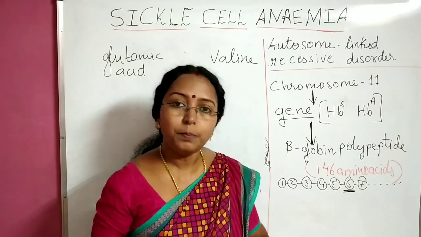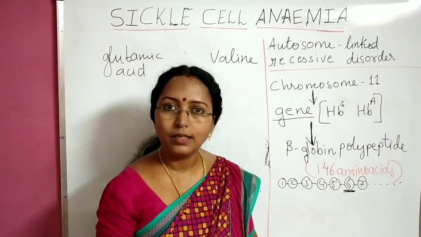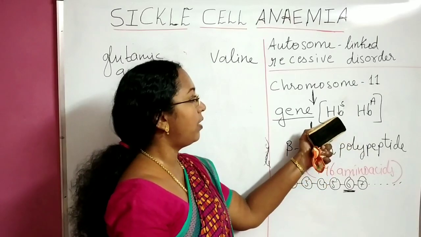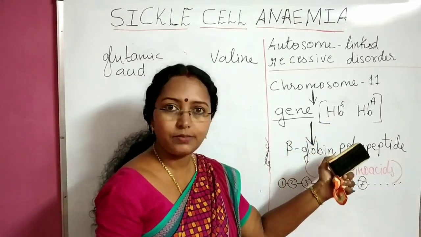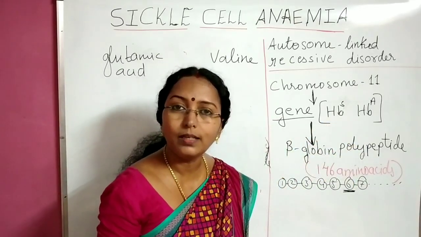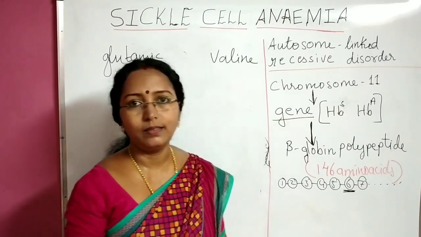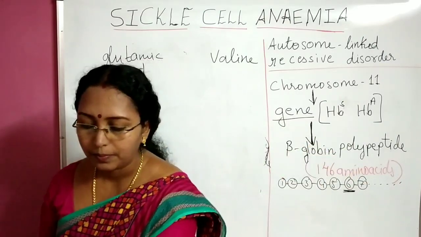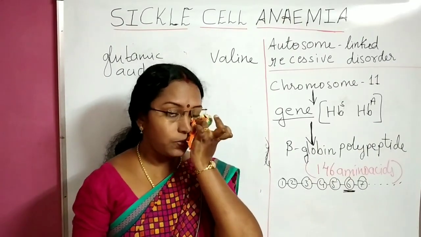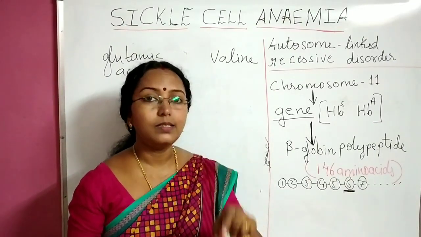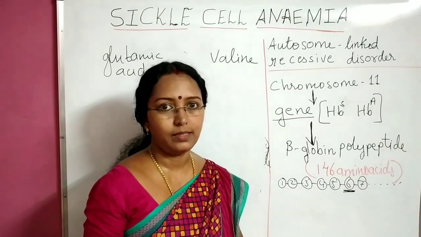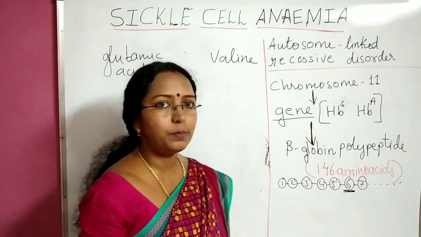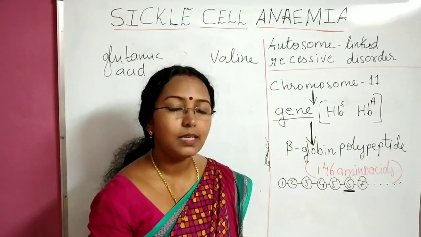But is the person normal genetically? No. The person has one gene defective. So we again use the term here, carrier. The person is a carrier, or the person is heterozygous. This carrier, heterozygous, we have learned in the hemophilia disease as well. So in this case you cannot say the person is diseased, but the person is a carrier.